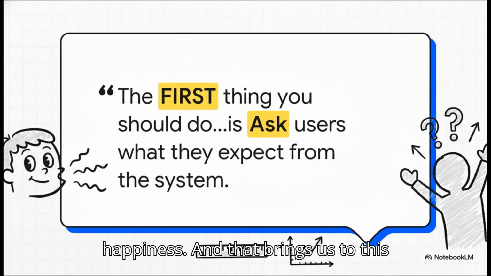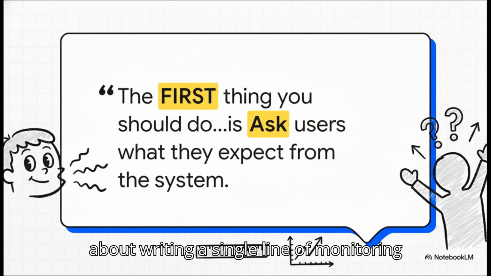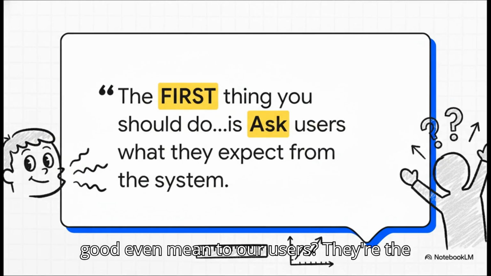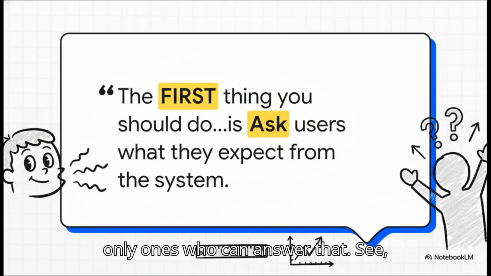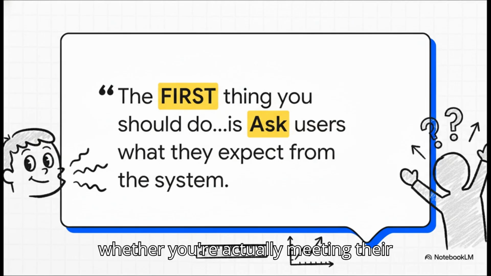And that brings us to this core principle. Before you even think about writing a single line of monitoring code, you have to stop and ask, what does good even mean to our users? They're the only ones who can answer that. See, reliability isn't some abstract technical thing. It's just a measure of whether you're actually meeting their expectations.